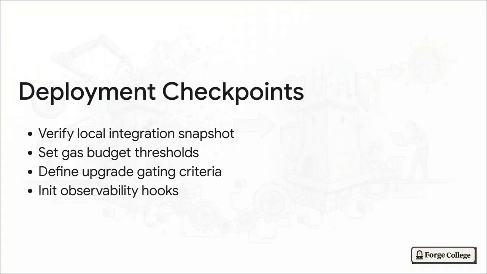All right, let's walk through the critical checkpoints. Honestly, treat this as your ultimate pre-flight sign-off sheet for system reliability and observability. First, you verify your local integration snapshot based on that 50 buy test we just talked about. Next, set your strict gas budget estimation thresholds. Then, define the gating criteria that's going to allow for future upgrades. And finally, initialize your post-deploy observability hooks so you aren't just flying blind once the contract is live. Check all these off, and you've built a structurally sound foundation.